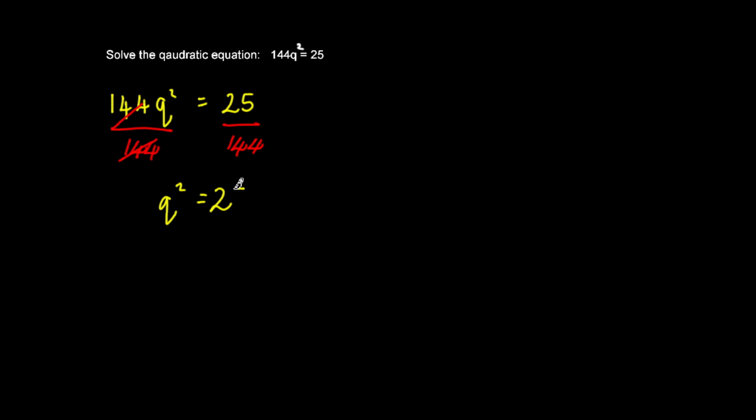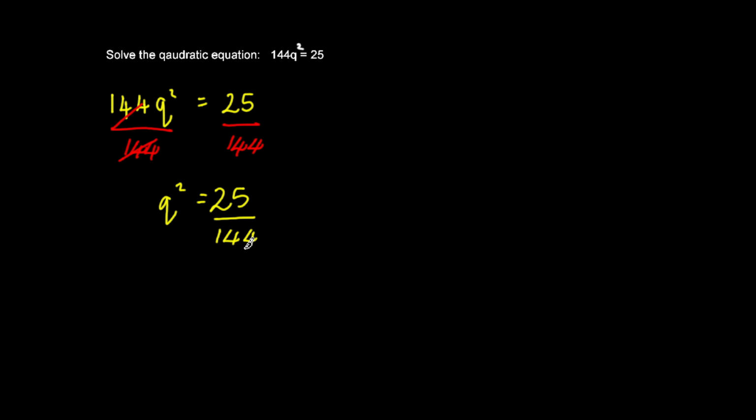So the first step is to divide both sides by 144, okay? Let's write that down. 25 over here. Remember, we're going to divide by 144 on both sides. So that cancels out with that, and therefore I'm left with q squared equals 25 divided by 144.